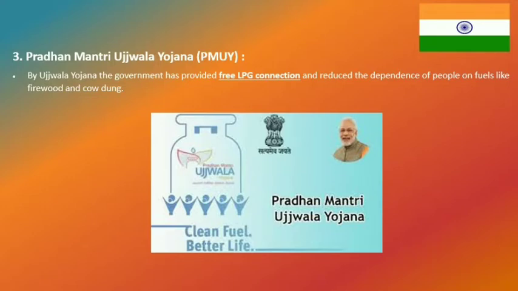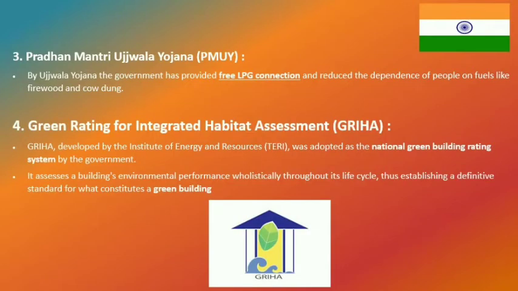Now fourth is Green Rating for Integrated Habitat Assessment, that is GRIHA. GRIHA, developed by The Energy and Resources Institute, that is TERI, was adopted as the national green building rating system by the government. It assesses a building's environmental performance holistically throughout its life cycle, thus establishing a definitive standard for what constitutes a green building.